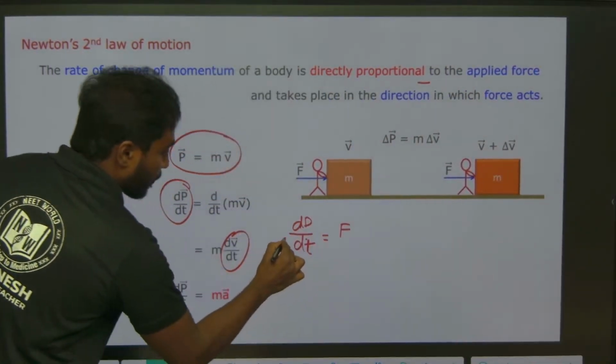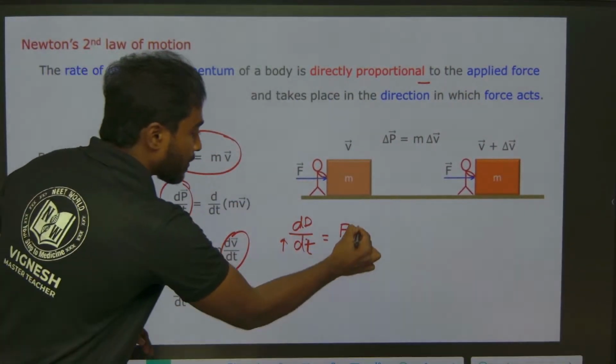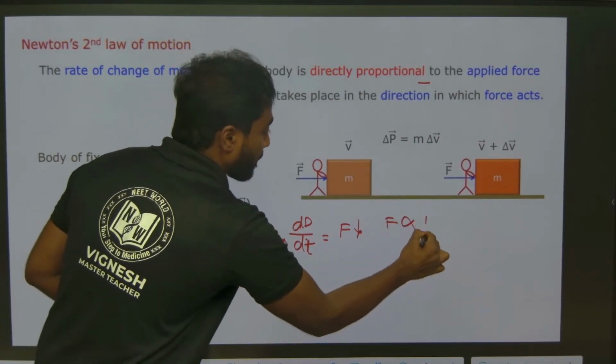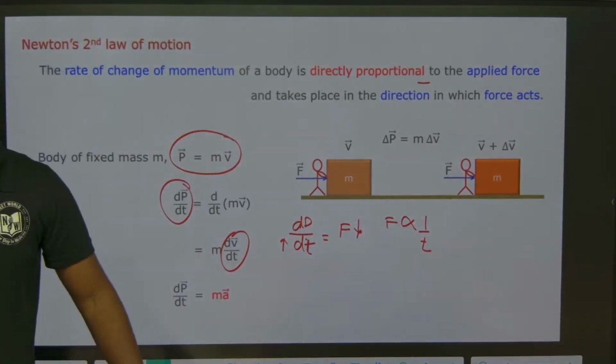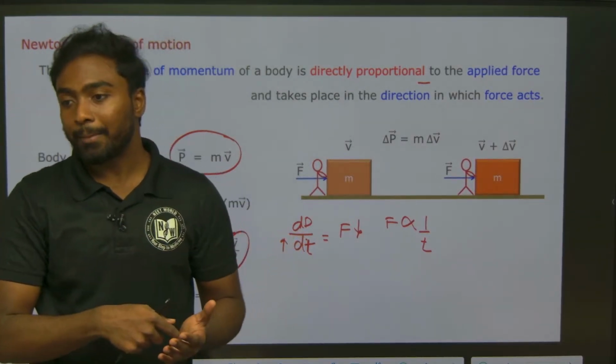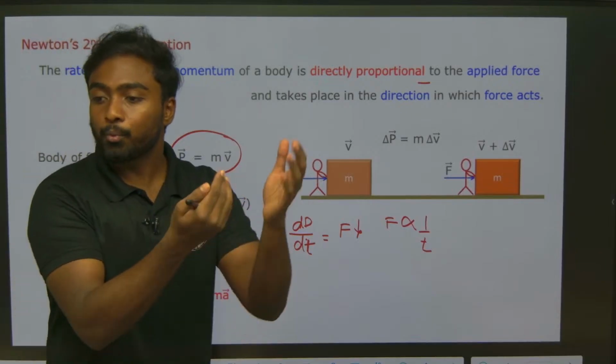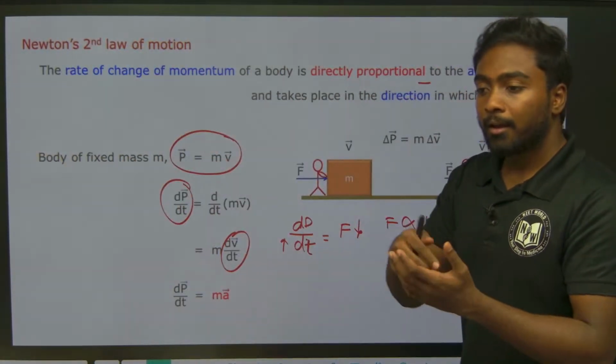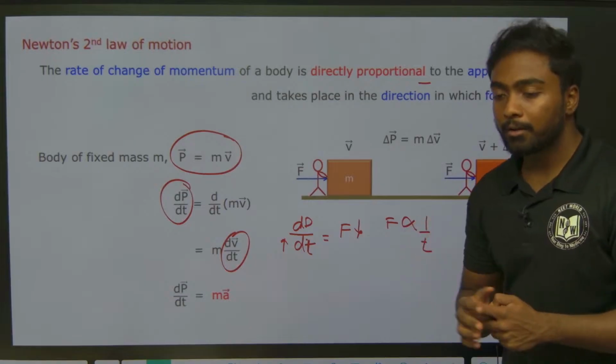If time is greater, what will be the force? It will be less, which means force is inversely proportional to the time. If I take more time, the force which is acting by the ball on my hand will be less. If I take less time, the force acting on my hand will be more. That's why we are getting hurt.